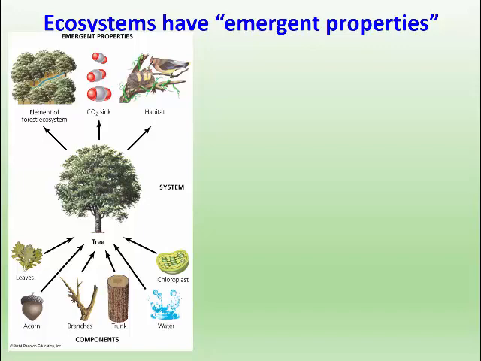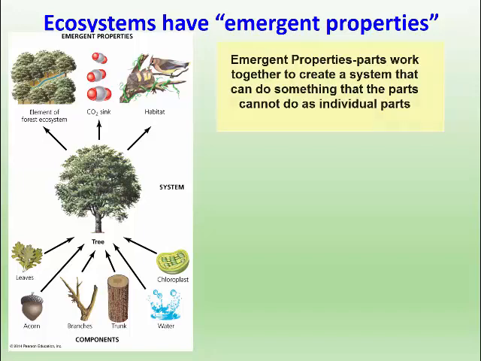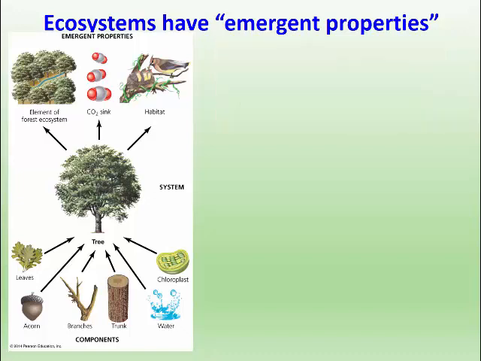Systems are comprised of many individual parts, and oftentimes the whole is more than the sum of its parts. When this happens, it is called an emergent property. This means that the parts work together to create a system that can do something that the parts cannot do by themselves as individual parts. For example, trees provide habitat, oxygen, absorb carbon dioxide, and are a critical element of a forest ecosystem. The tree is made up of leaves, branches, a trunk, water, chloroplasts, and a variety of other components. However, if you isolated the chloroplast, this component of the tree could not provide a habitat to a bird.